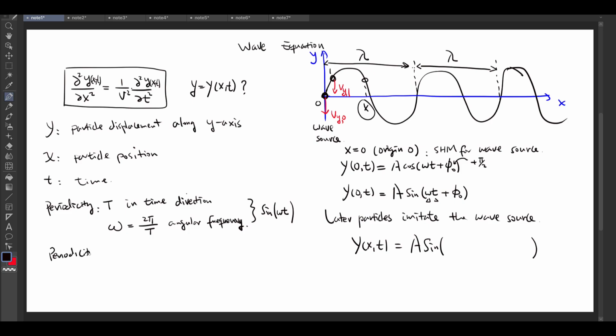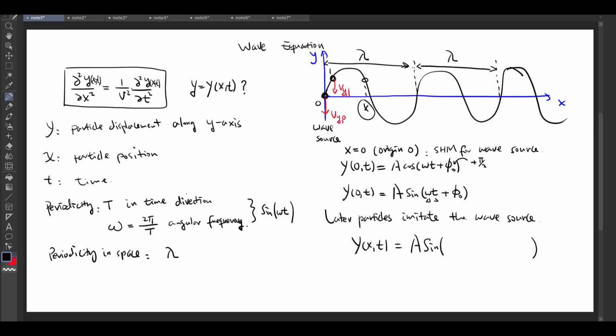Periodicity in space is defined as lambda. So now the space contribution to the sine function should be similar to the time's contribution to the sine function.